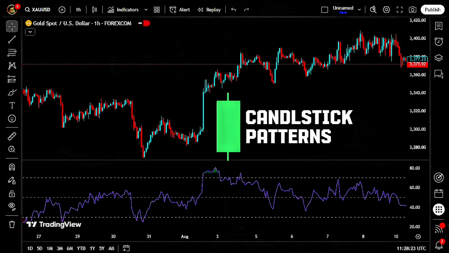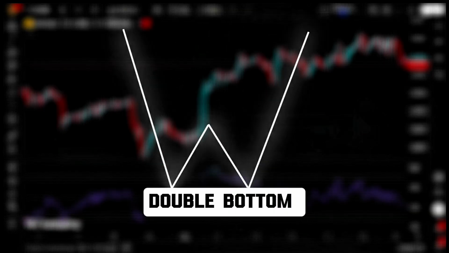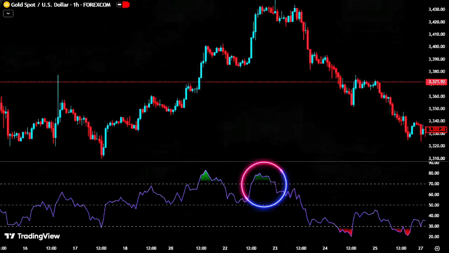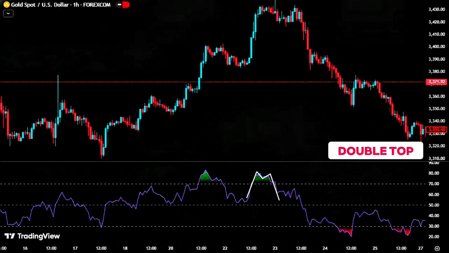So now you've learned how the double bottom pattern works on RSI. Next, let's move on to understand the double top pattern on RSI. Now, as you can see here, the RSI had moved above the 70 level and created a peak. Later, it formed another peak around the same level. This is what we call a double top pattern on RSI. And right after this, the stock price started to fall.